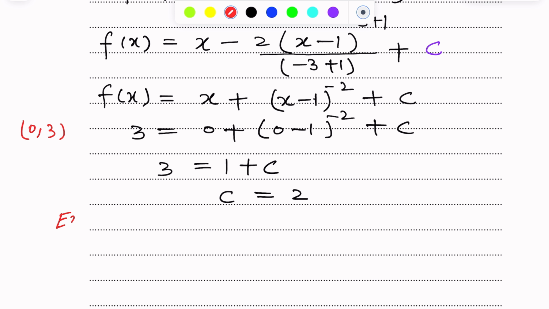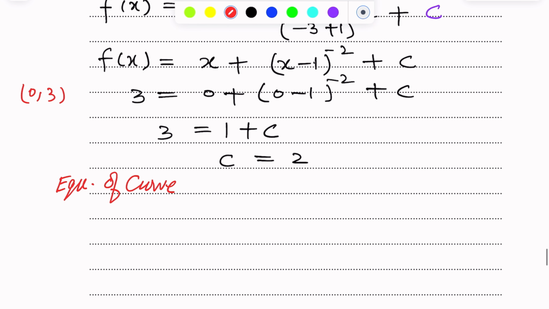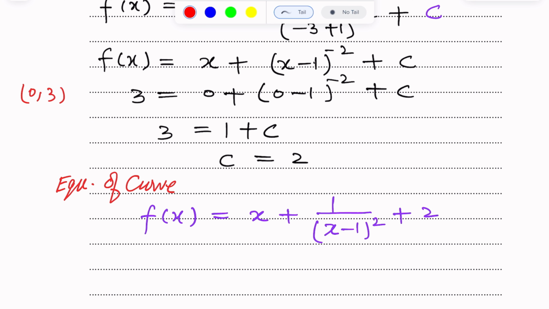We get finally equation of curve: f(x) is equal to x plus 1 over (x minus 1) square plus 2. This is the equation of the curve.